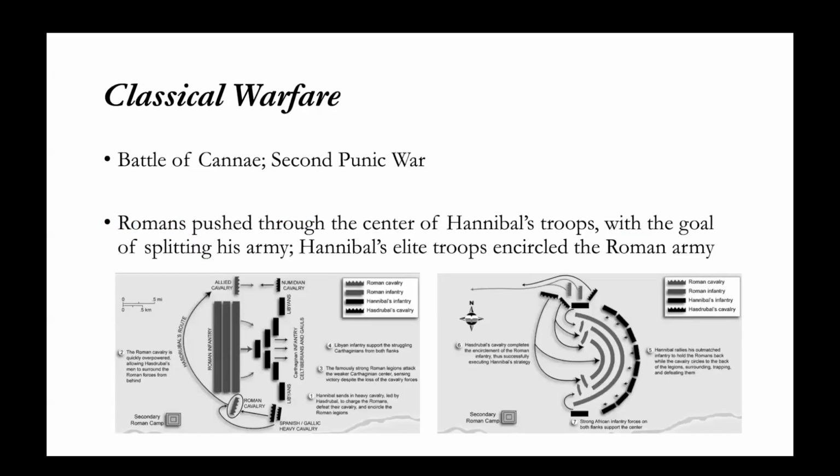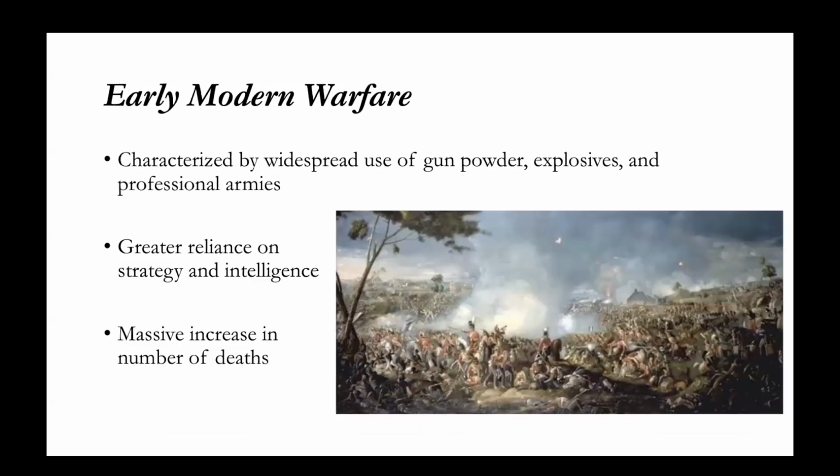Recall classical warfare from the very start, the Battle of Cannae, Second Punic War. Romans pushed through the center of Hannibal's troops with the goal of splitting his army, and Hannibal encircled them. A devastating loss for the Romans, which they somehow recovered from. Early modern warfare was characterized by the widespread use of gunpowder, explosives, and professional armies. Professional armies, like paid troops, standing armies, not just, uh-oh, war's broken out, we better go get some mercenaries. These are people who are actually trained, drilling. This is what they do basically for a living. That's a professional army. Greater reliance on strategy and intelligence and a massive increase in the number of deaths.